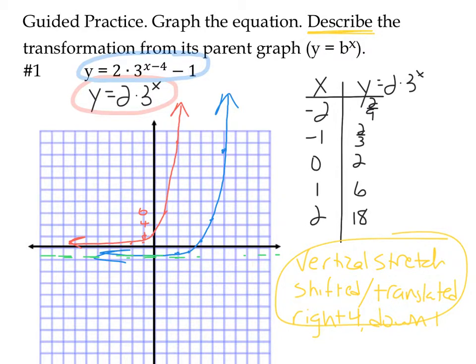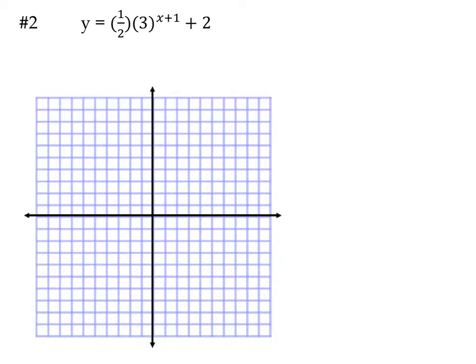All right, let's have you see another one here and try this out. See what you think is happening to this. See if you can draw the graph. See if you can get the description down. And then you'll play it and see if you're on track with it or not.